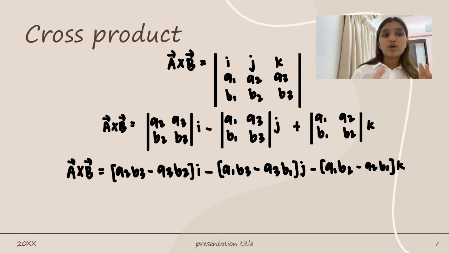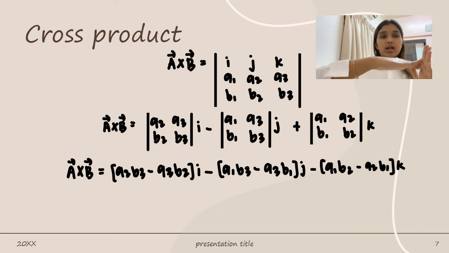We do the same thing for J, where we close the second row and we close the upper row, and we are left with A1, B1 and A3 and B3. Then to find K, we close the last row and the upper row, and then we are left with A1, B1 and A2 and B2.